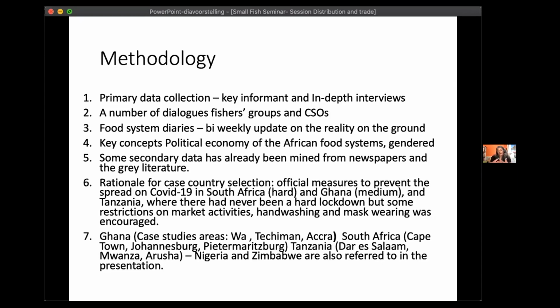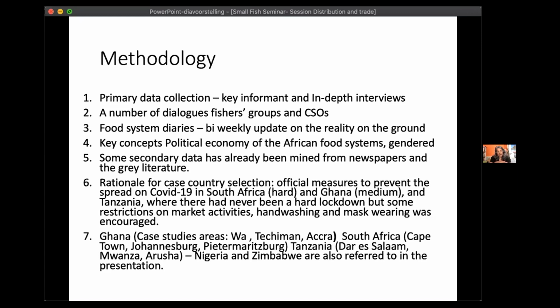We look at key concepts like the political economy and how that influenced the African food system. Secondary data is mined from newspapers and grey literature, but there is also literature coming out in terms of articles. So we source both secondary and grey literature.